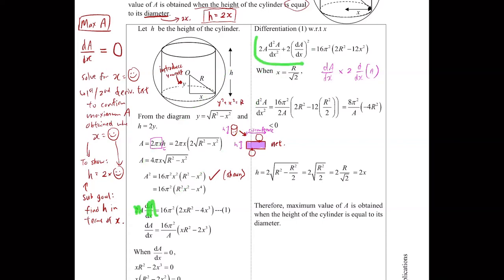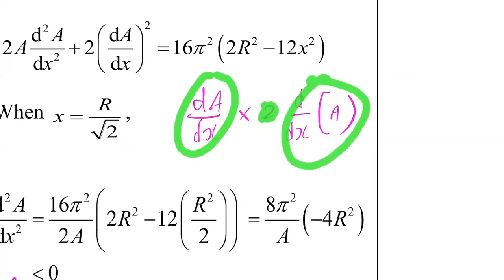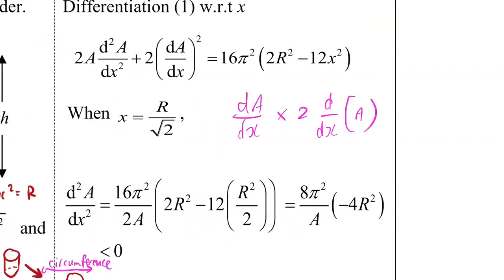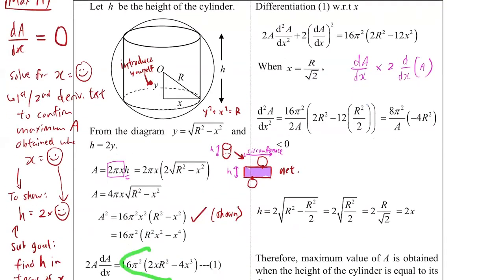They keep the dA by dx, then they differentiate 2a. So if you keep the dA by dx, you have this guy here. When you differentiate the 2a, you have that guy there. But this can be simplified as 2 times dA by dx times dA by dx. That's why they have a dA by dx bracket square. Is this part okay? Yeah. Can just product rule on the left hand side. Then the right hand side, you also differentiate with respect to x and you get the following. 16 pi square factor out, then differentiate term by term.